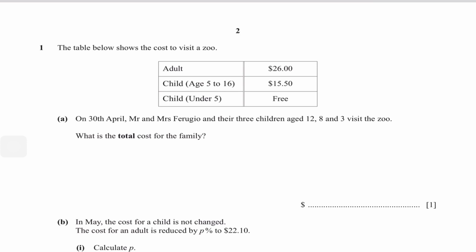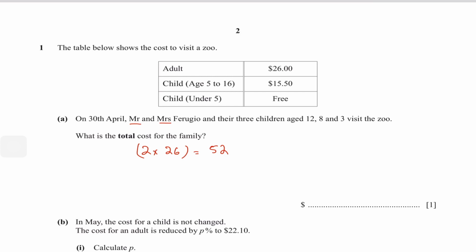Alright, so let's work this out, and we're going to do that with the help of the table that's provided to us. So we have basically 2 adults, so their ticket is going to be priced at $26 each. So for Mr. and Mrs. Fergio, their ticket, as I said, is going to be $26 each. So we're going to take 2 and multiply it by 26. So that's going to be equal to $52.